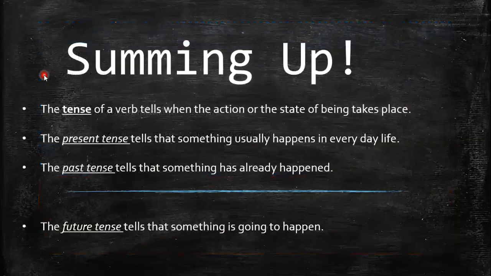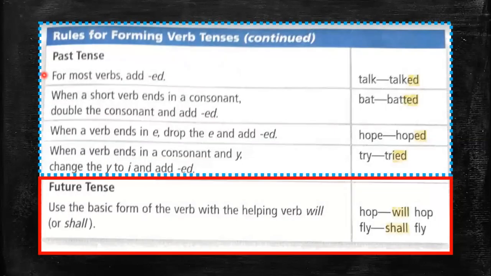Rule number 1. For most verbs, you're going to add ed. Example, talk, talked. Jump, jumped. Kick, kicked, okay? And this is what's going to happen to most verbs, okay? Number 2, when a short verb ends in a consonant, you double the consonant and add ed. And I'm going to add something else to here. And I need you to write this down, okay? Are you ready? Okay. So this is for rule number 2.